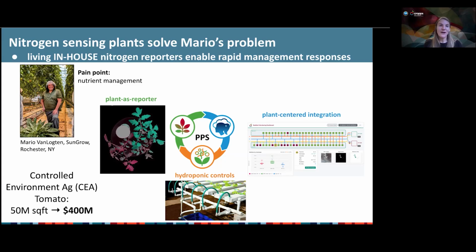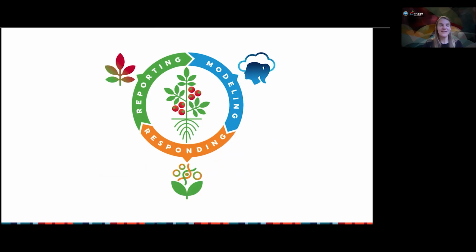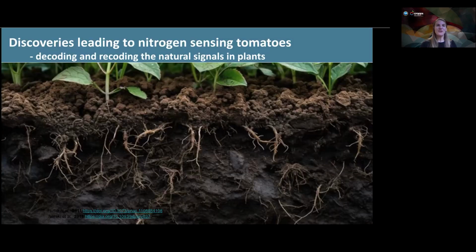This technology solves Mario's problem and the larger issue of resource management for the rapidly growing industry of controlled environmental agriculture. You'll see at the end of this presentation that this technology also links to promising directions in complex outdoor agricultural settings. These next slides will focus on how we built the programmable plant that enables this new approach to resource management. Plants forage for nutrients in heterogeneous environments.